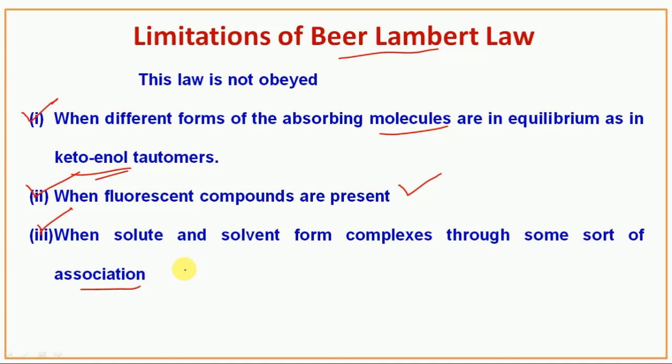First, when different forms of absorbing molecules are in equilibrium, as in keto-enol tautomers. Second, when fluorescent compounds are present. Third, when solute and solvent form complexes through some sort of association. So in this video, we discussed what Beer's law is, the definitions of Beer's law, the combined Beer-Lambert law equation, and last, the limitations of the Beer-Lambert law.